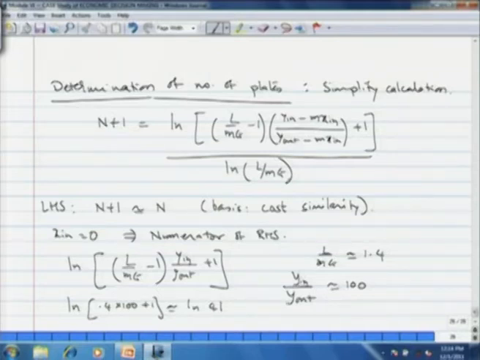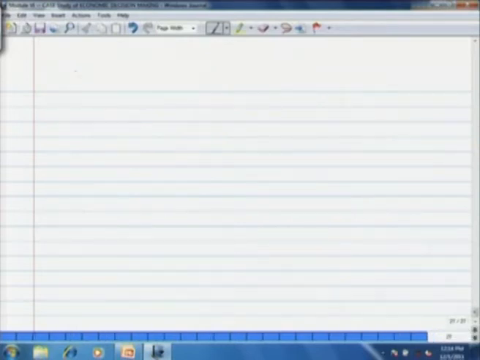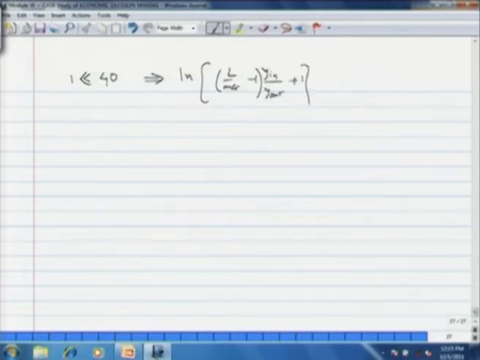Now, since 1 is much smaller than 40, we can approximate ln L by mg minus 1 by y in by y out plus 1 as ln L by mg minus 1 into y in by y out. We drop this plus 1. Okay.